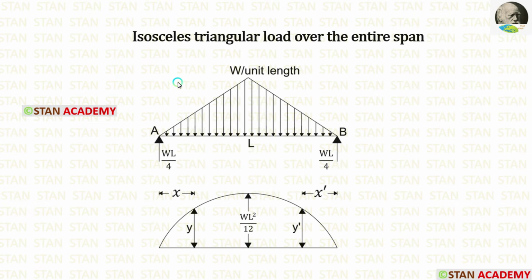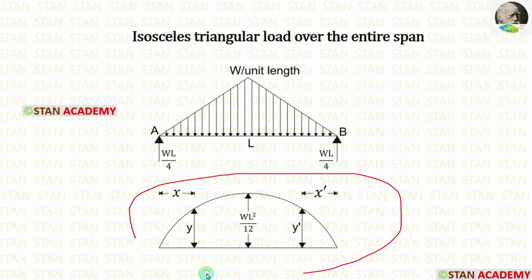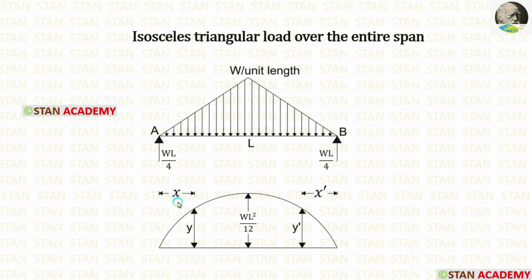Now let us see the next case. Isosceles triangle load over the entire span. The reactions at the point A and at the point B will be WL by 4 and the maximum bending moment at the center will be WL square by 12. In the bending moment diagram, let us make two sections, one section on the left side and one section on the right side. The first section is at a distance of x and at a height of y. The second section is at a distance of x dash and at a height of y dash.